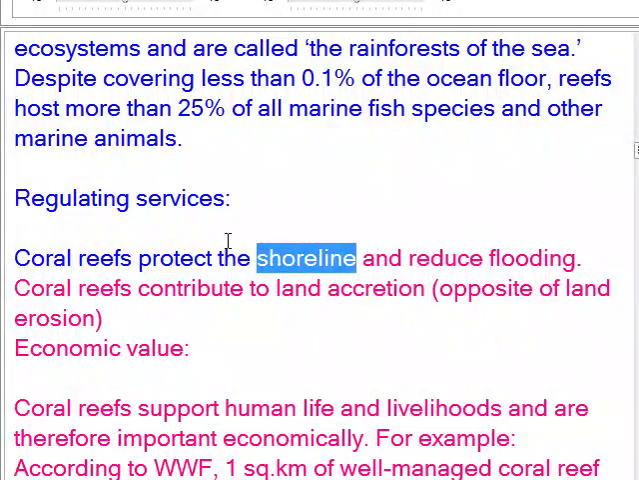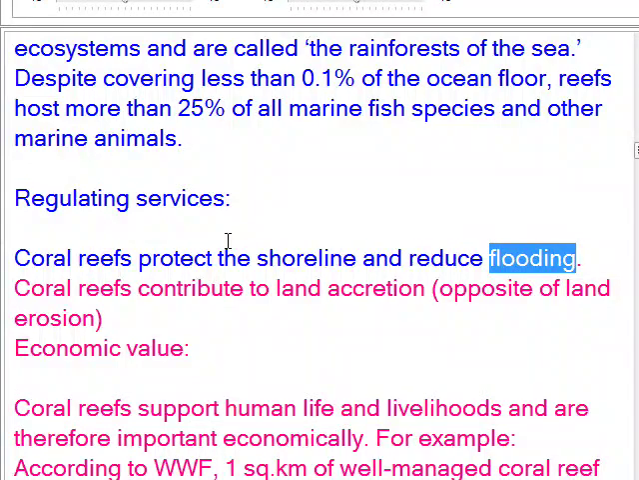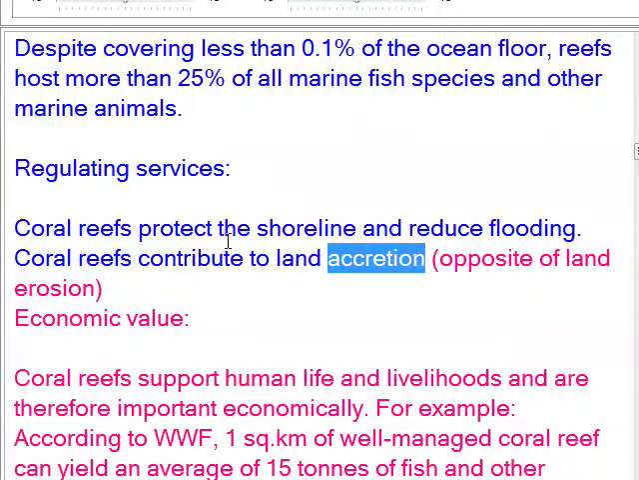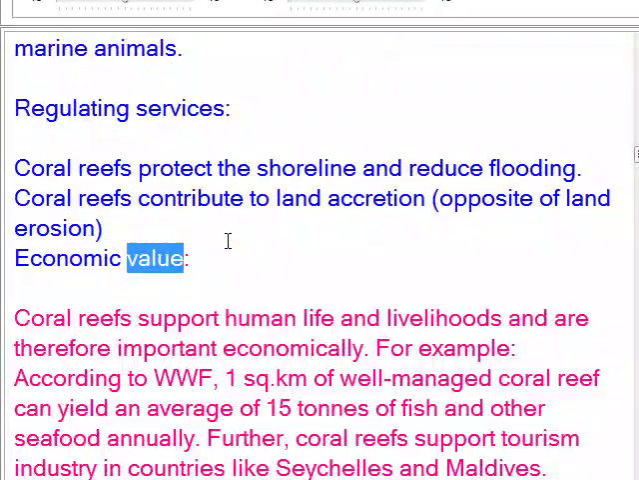Regulating services. Coral reefs protect the shoreline and reduce flooding. Coral reefs contribute to land accretion, the opposite of land erosion.